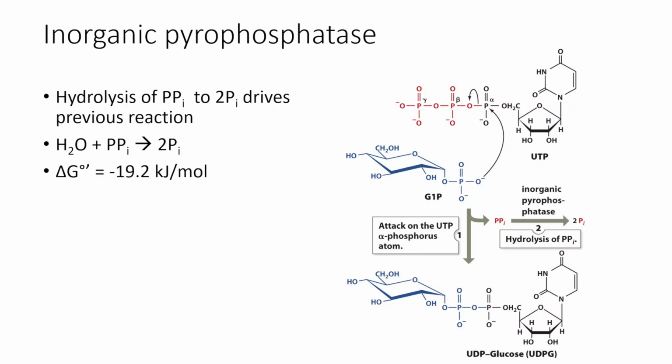And that's what we see in the next step. In the next step, inorganic pyrophosphate is hydrolyzed by an inorganic pyrophosphatase enzyme, and that's going to be made into 2 inorganic phosphates. And this helps to drive that reaction that we discussed, that is the conversion of glucose 1-phosphate and UTP into that UDPG final product. And this helps to make that reaction spontaneous. And the overall delta G of this whole reaction is about negative 19 kilojoules per mole.